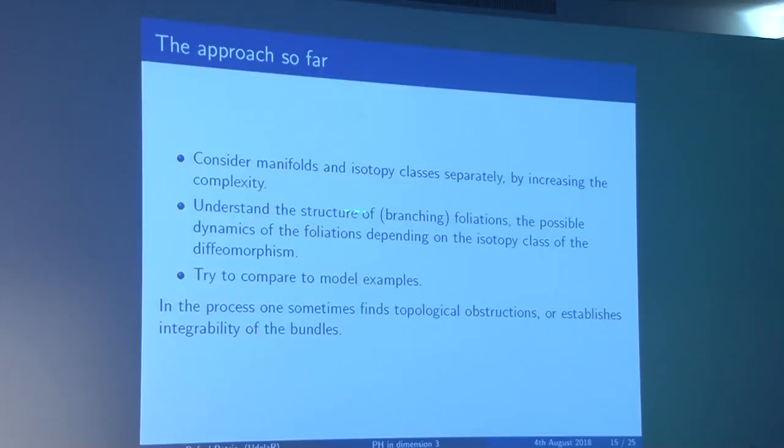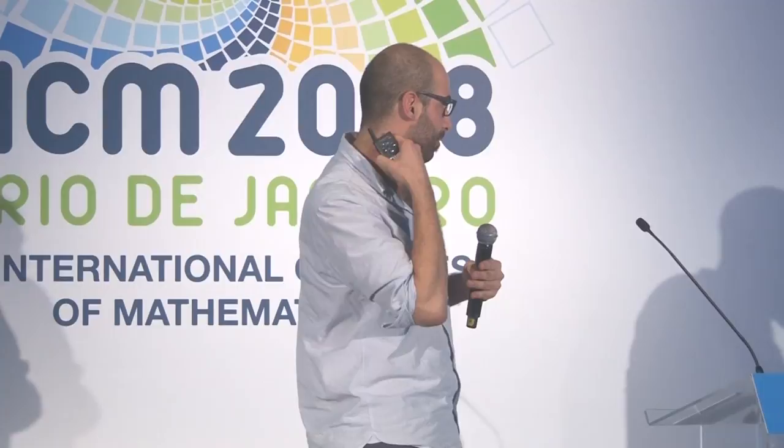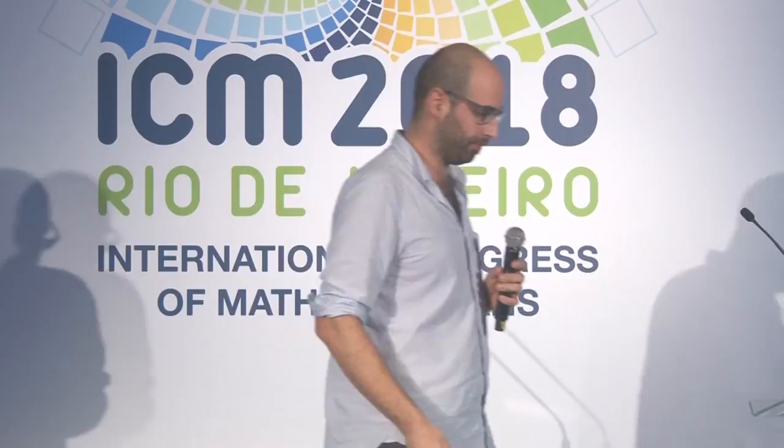And the point is to try to understand the structure of these branching foliations or foliations and try to use the dynamics, but this is very rough. So you know the isotopy class of your diffeomorphism, and you know the structure of your foliation, and you try to impose kind of a coarse dynamics of these leaves in terms of the isotopy class of the diffeomorphism. And then, if you succeed in doing this, sometimes you are able to compare to the model examples that you already know. So that's the approach. And sometimes when you start doing this, you start finding some topological obstruction, or you show that the bundles are integrable, or that they are not integrable, or whatever.